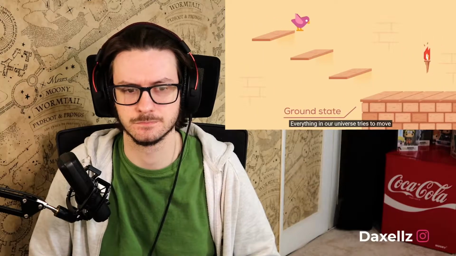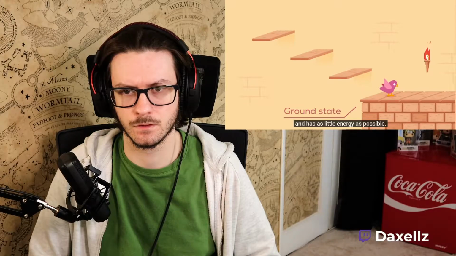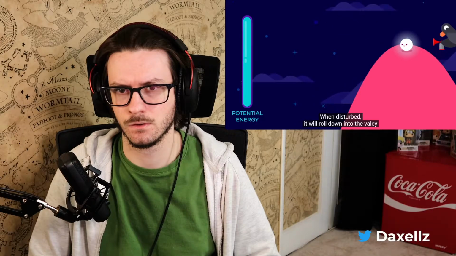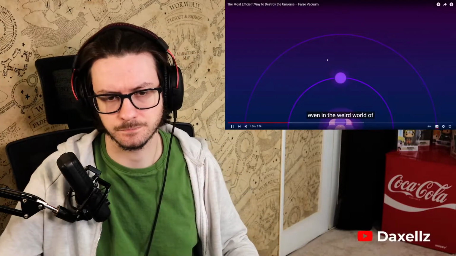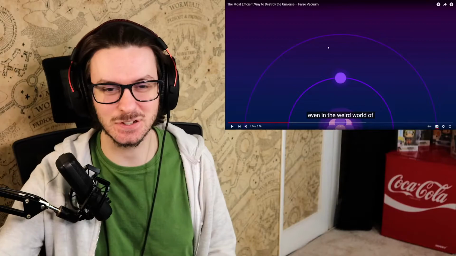Stability? Everything in our universe tries to move towards its ground state, in which it's completely stable and has as little energy as possible. For example, a ball on a hill is unstable and has a lot of potential energy. When disturbed, it will roll down into the valley and lose its potential energy in the process. The ball is now in its ground state and stable. It will remain like that. Everything in our universe follows these two principles. If something has a lot of energy, it's unstable and wants to get rid of it to become stable and reach its ground state. Okay. This is true for every system, even in the weird world. So initially, energy just wants to die. It kills itself, basically. Is what he's trying to say, is that it rests.